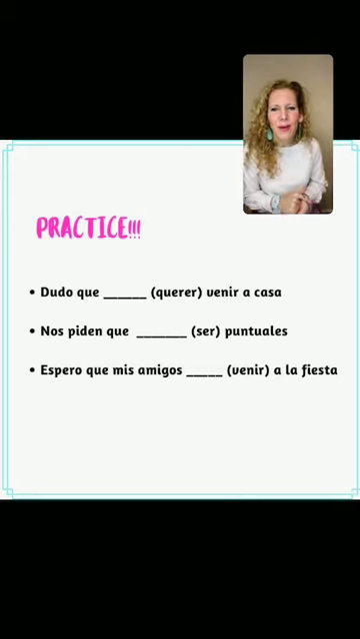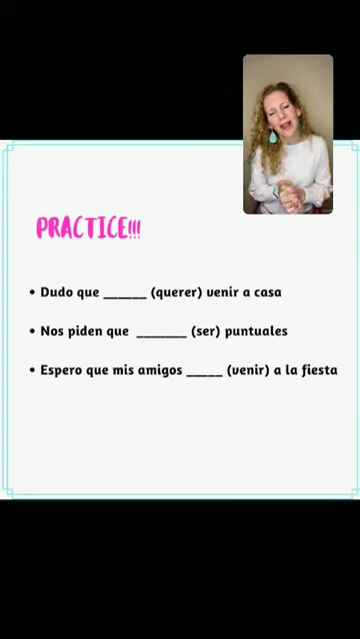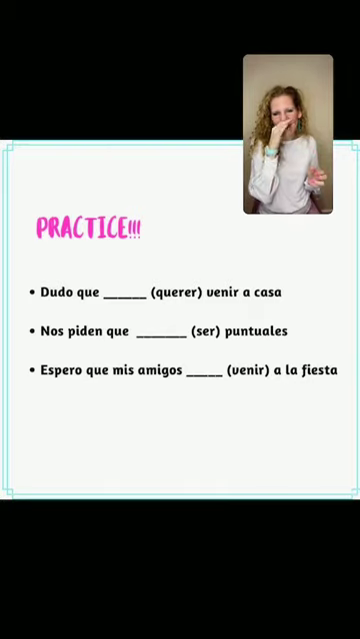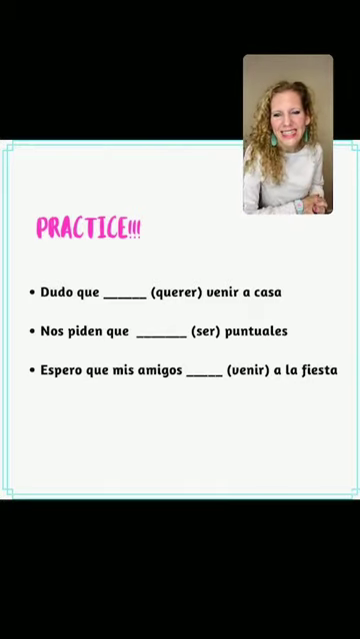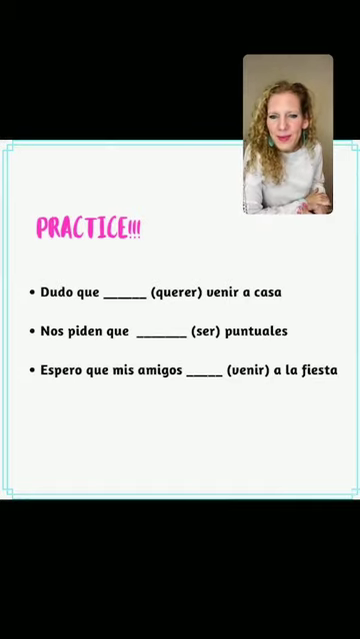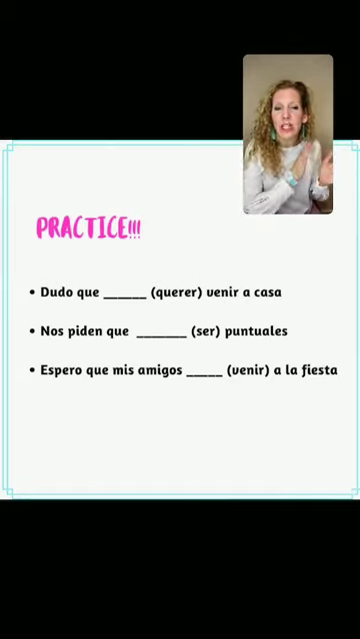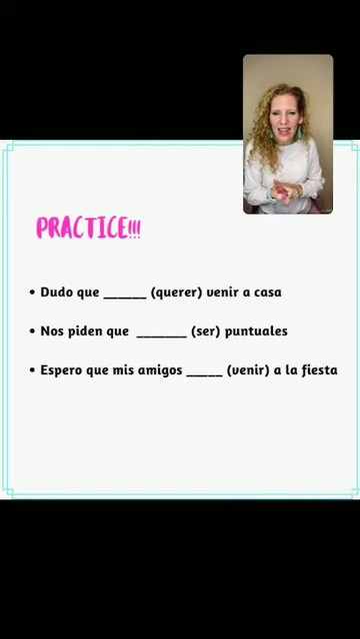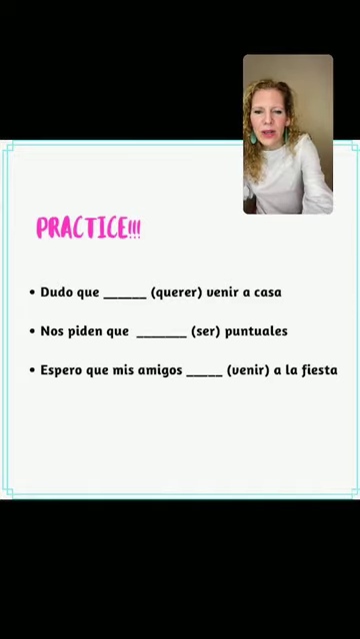Okay. Perfect. Espero que mis amigos a la fiesta. What do you think? I hope my friends come to the party. Muy bien. Espero que mis amigos vengan a la fiesta. Perfect. Muy bien, everyone. Let's go back to this one.